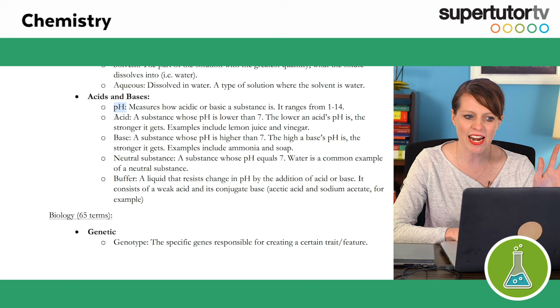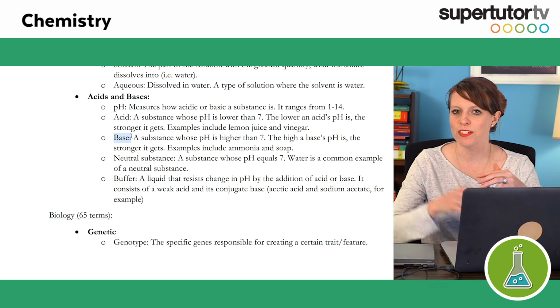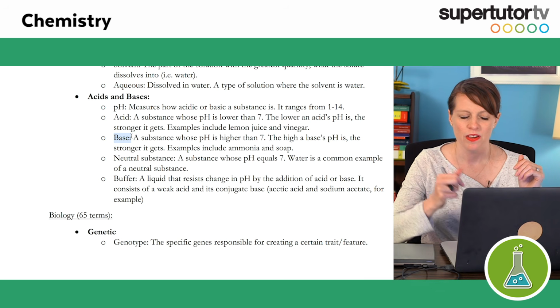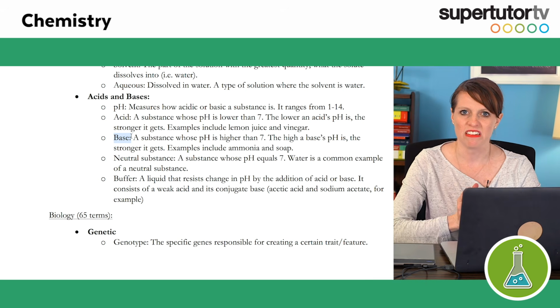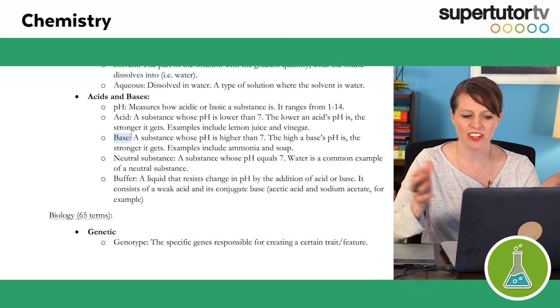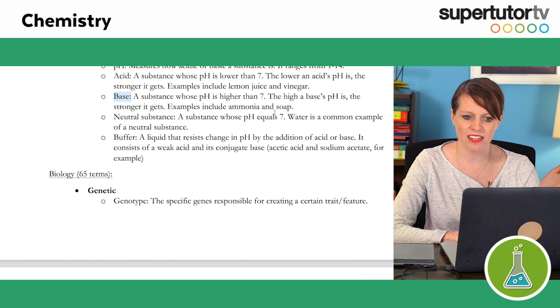pH. It's important to know that acid, AB, it's really easy to remember. A comes before B, right? So acids have a lower pH than bases, which have a higher pH. Okay? So acids are below 7, bases are above 7, water is 7, pure water. That's your pH scale. You should know that. It has come up on several ACTs. A neutral substance has a pH of 7 as well, and a buffer is a liquid that resists change in pH by the addition of an acid or base.